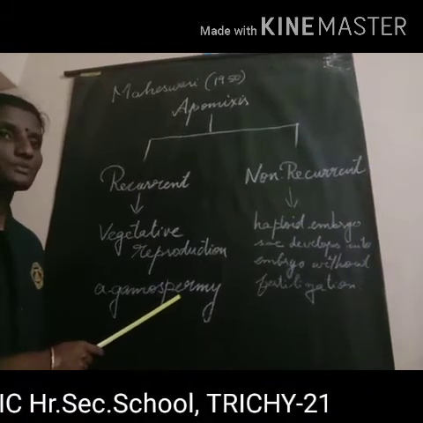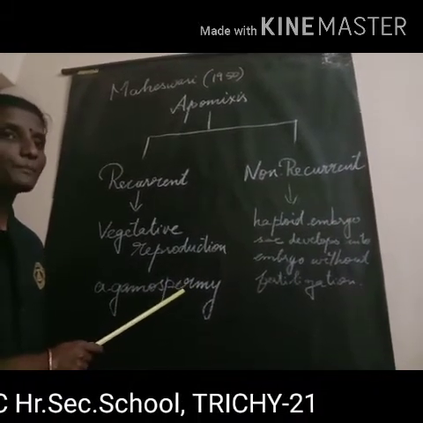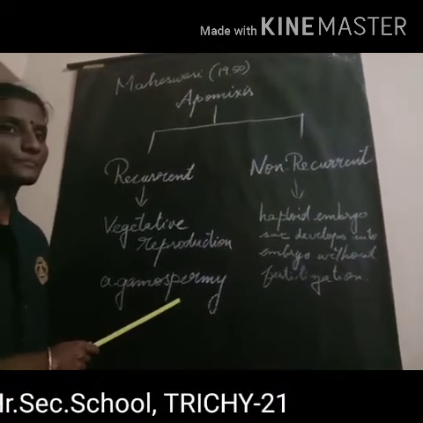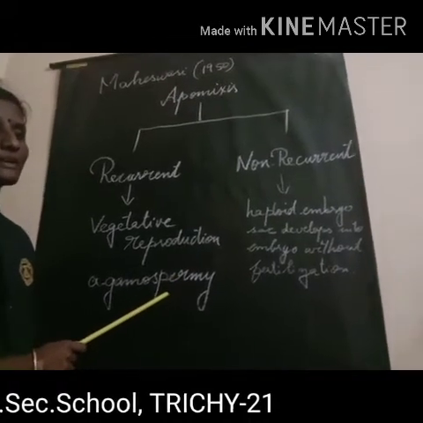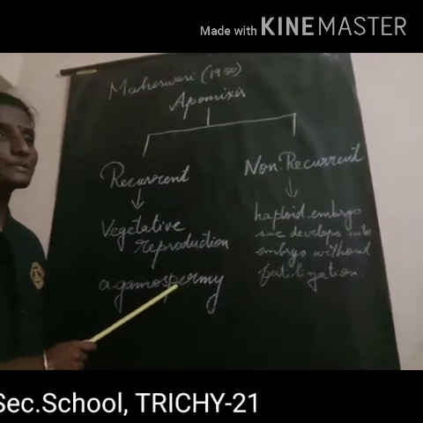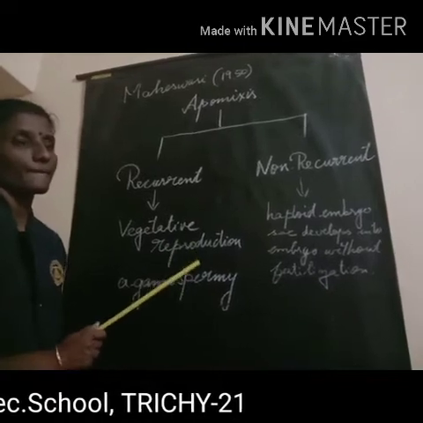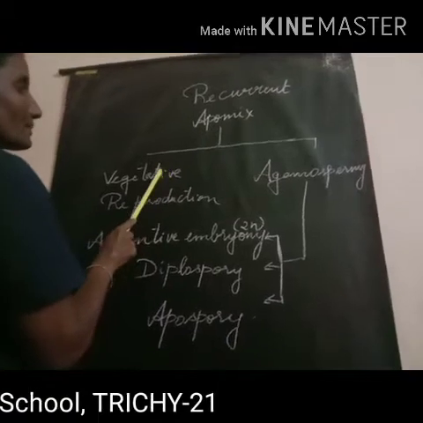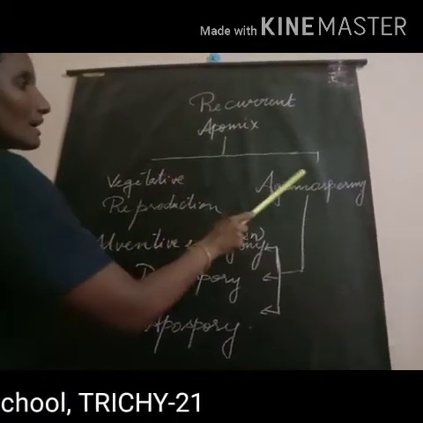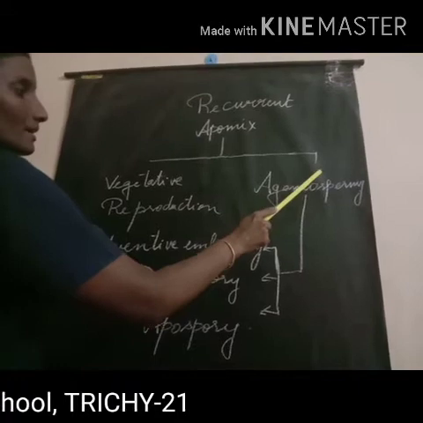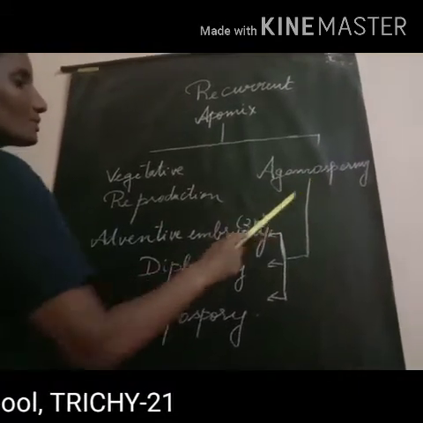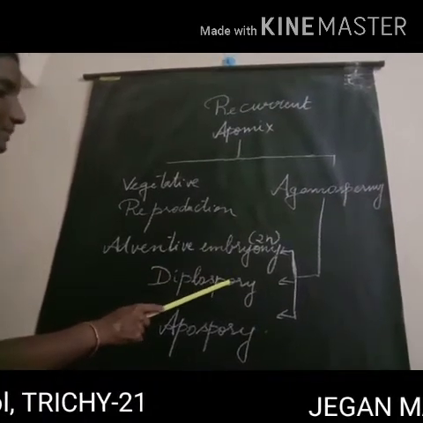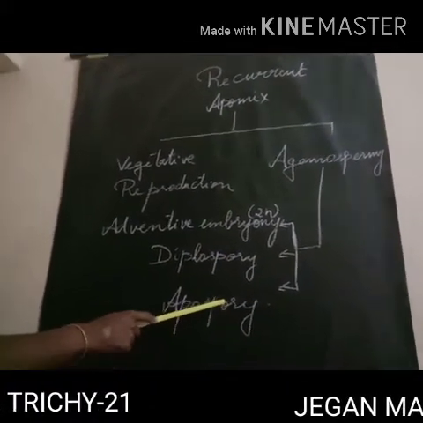Agamospermy refers to the process by which embryos are formed by eliminating meiosis and syngamy. Syngamy means fusion of the male and female gamete. Recurrent apomix is divided into two types, vegetative reproduction and agamospermy. Agamospermy is again divided into three types: adventive embryony, diplospory, and epospory.